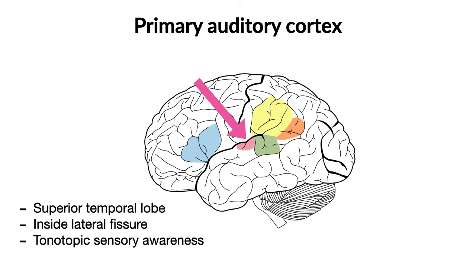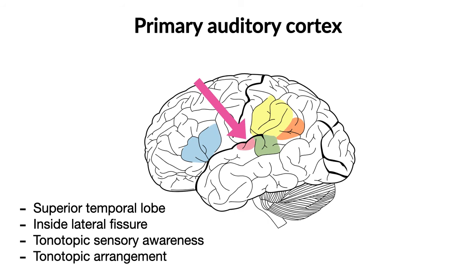You know how the motor cortex was arranged in the form of the human body, and the same with the sensory cortex. While the auditory cortex is arranged according to tone. So you have the low frequencies at one end and the high frequencies at the other. And this is for sensory awareness.